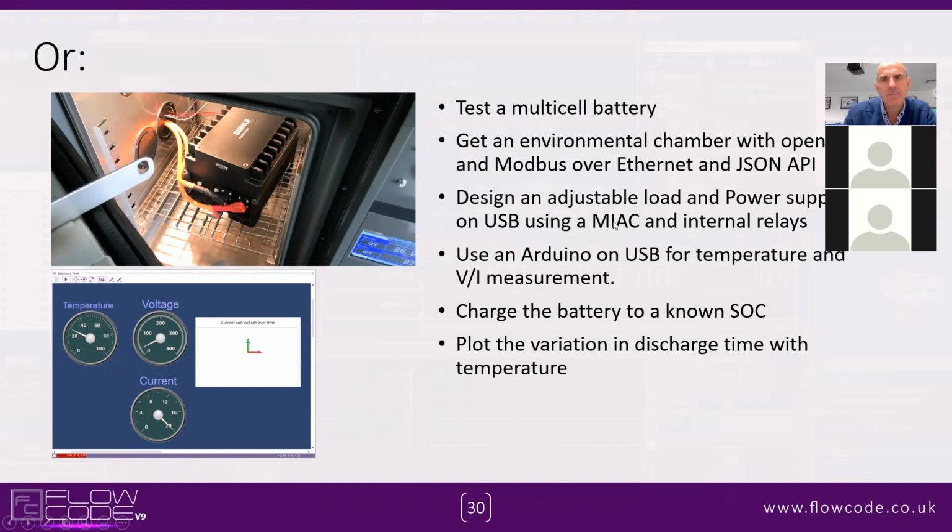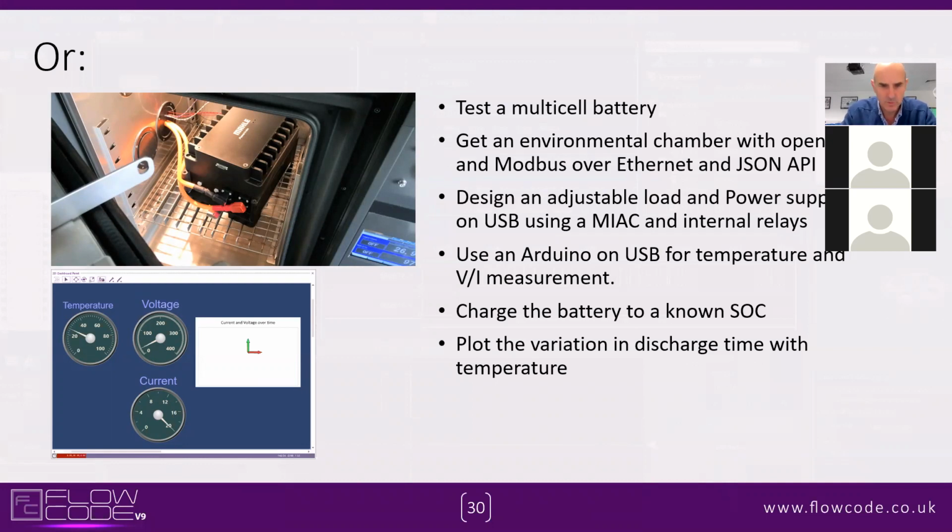You can get a MIAC, and you can then use the internal relays to charge and to discharge the battery, and then you can monitor the current and voltage on an Arduino over USB. And you can do all sorts of experiments with this rig that you've made to understand the state of charge and the way that the battery is behaving. You can plot that on Flowcode App Developer, and export the data to a CSV file for further analysis and so on. So there's a couple of examples there of Flowcode App Developer.